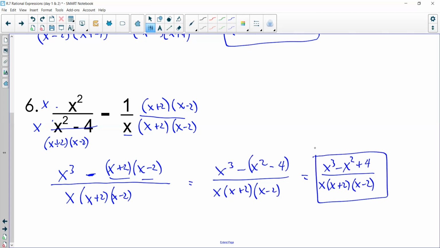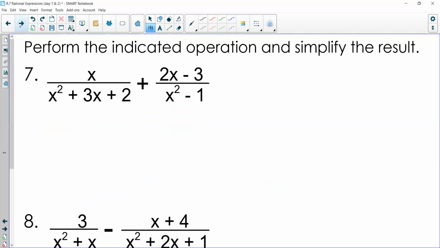Okay, and I think that is as simplified as that one gets. Let's try a couple more. Number 7 and 8, and that should be good.